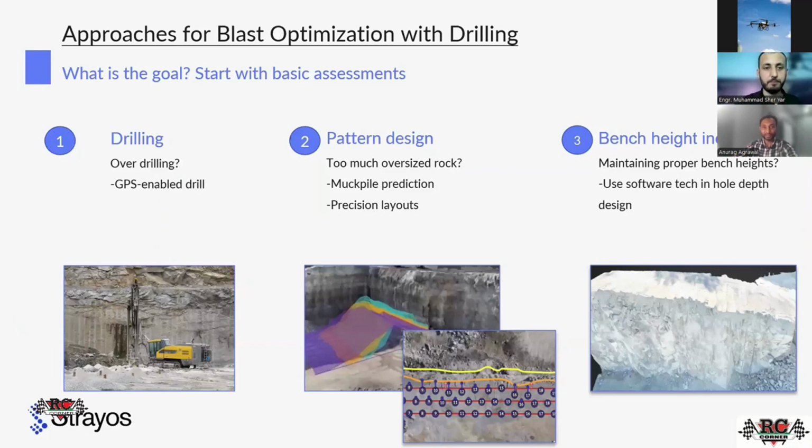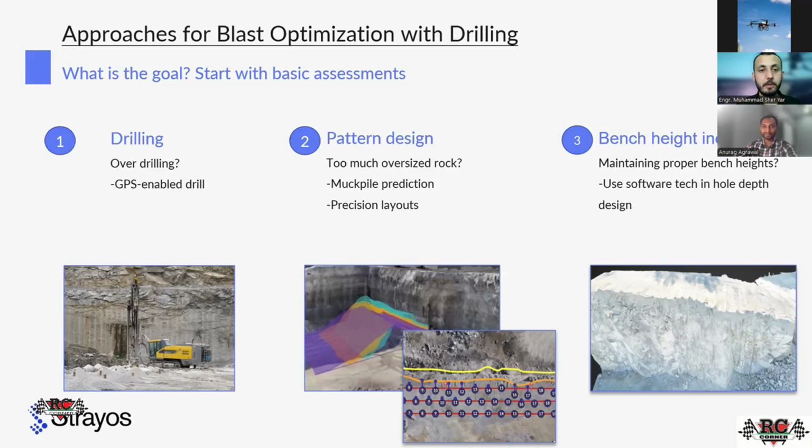So if you use GPS enabled drilling for proper location of the holes, definitely you can control it. Pattern designing, too much oversized rock. What should I do? Because you are not monitoring the fragmentation results. So how do you know where you have made the mistakes? But by using this technology, you can definitely do the prediction as well as analysis of your results.